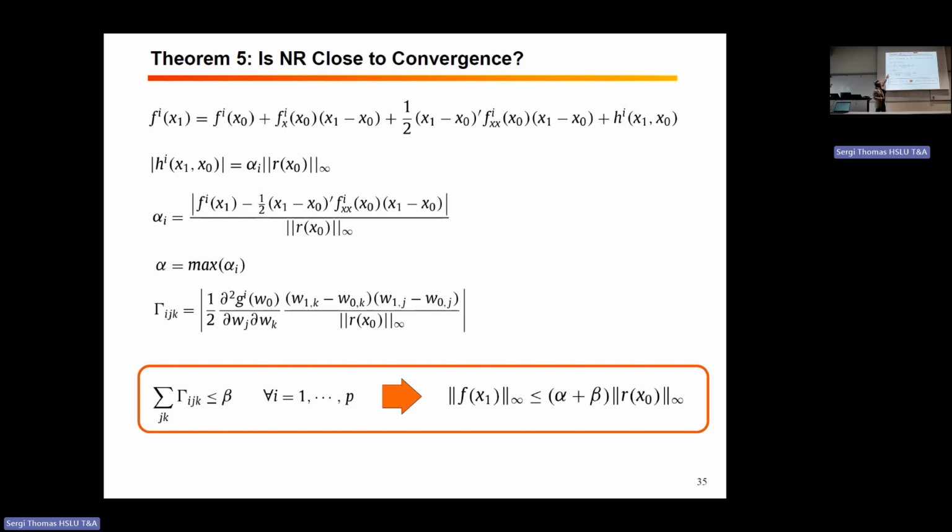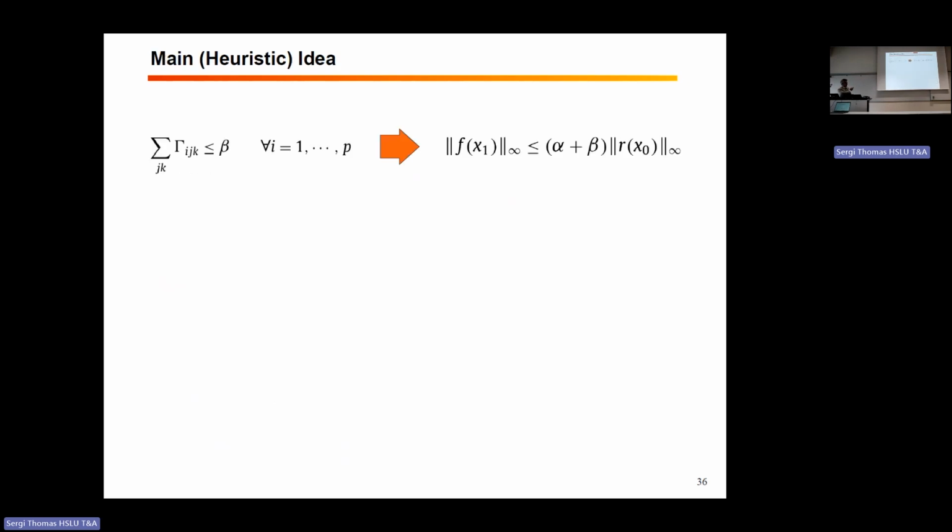And if you pick this alpha to be the maximum dose alpha, you can prove that f of x1 will have a norm which is less than alpha plus beta times the initial residual. I probably lost you at this time. Don't worry. This is the important theorem. I just wanted to show you the mathematics behind it. You can look it up in the paper.